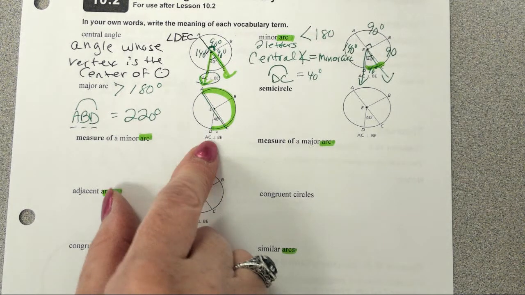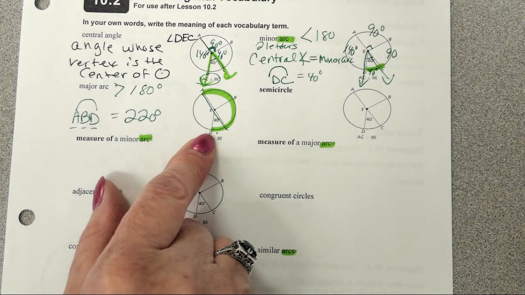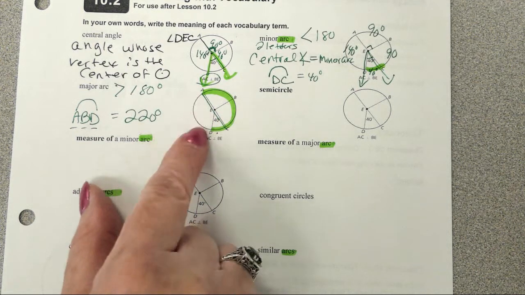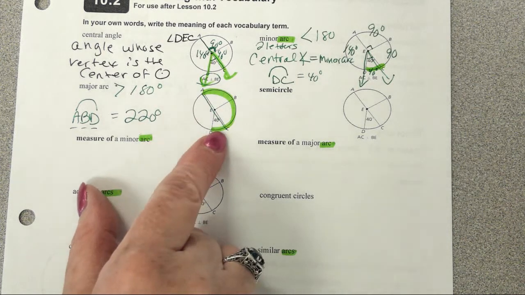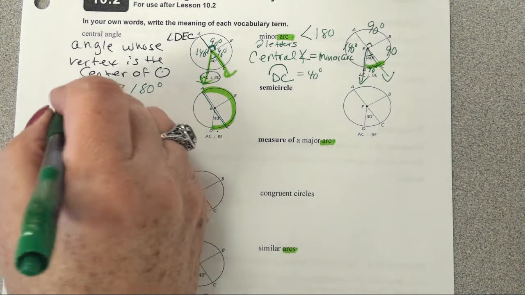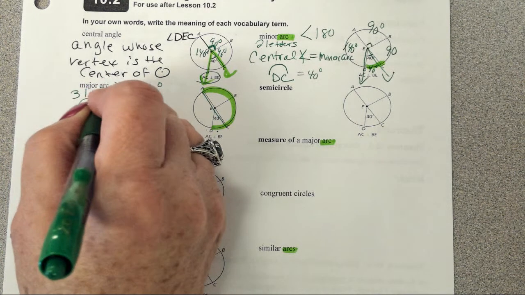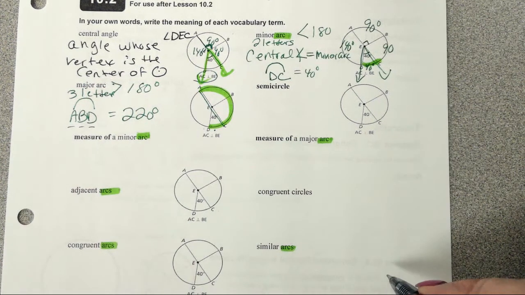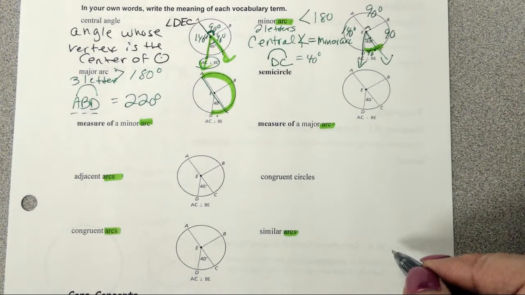So the only way that you know that it should be more than 180 degrees, because this would be less, is if I put that third letter in there. So that third letter, 3 letters, tells you it's more than 180 degrees. It's also basically like connect the dots directions.